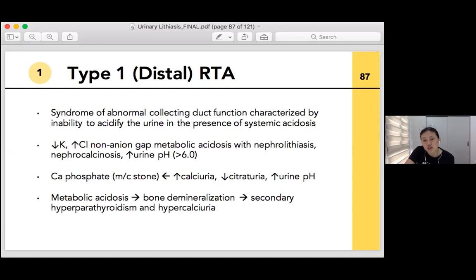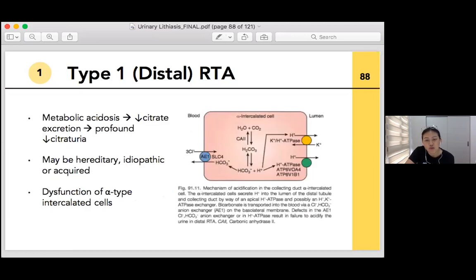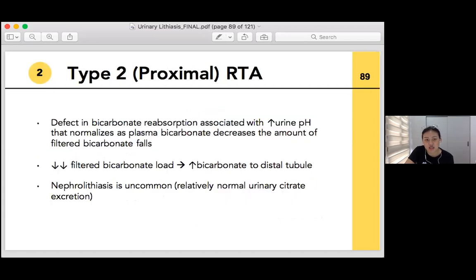And metabolic acidosis would promote bone demineralization, which leads to secondary hyperparathyroidism and hypercalciuria. Profound hypocitraturia is the most important factor in stone formation in this setting, due to impaired citrate excretion as a result of the metabolic acidosis. So distal RTA can be hereditary, idiopathic, or acquired, and again is due to a dysfunction in the type A intercalated cells.